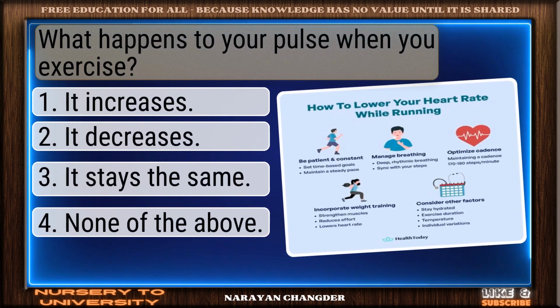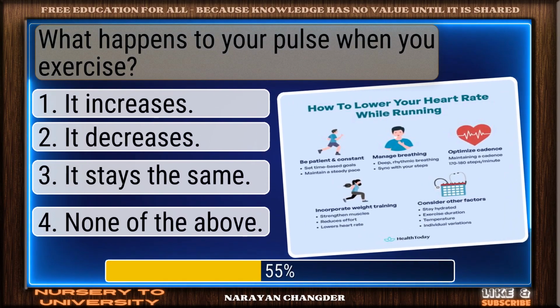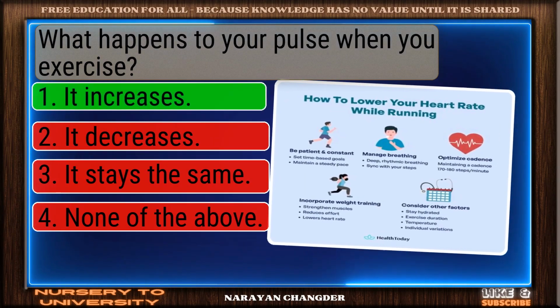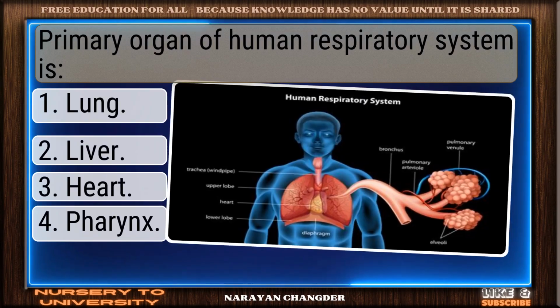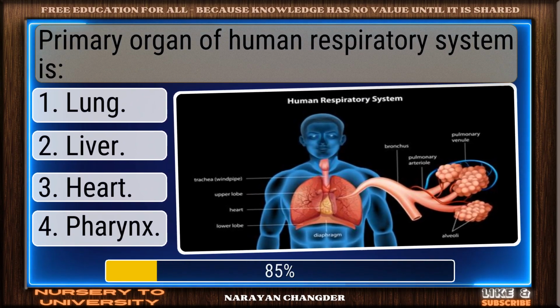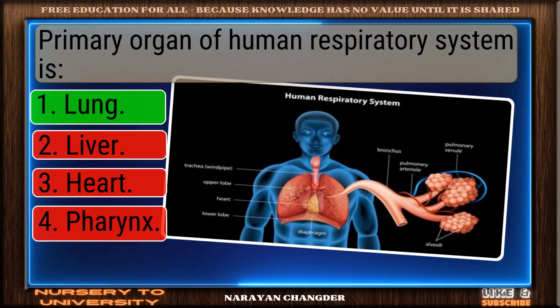Question number 42. What happens to your pulse when you exercise? Strong choice. It increases is the right answer. Question number 43. Primary organ of the human respiratory system is? Right again. Lung is a valid answer.